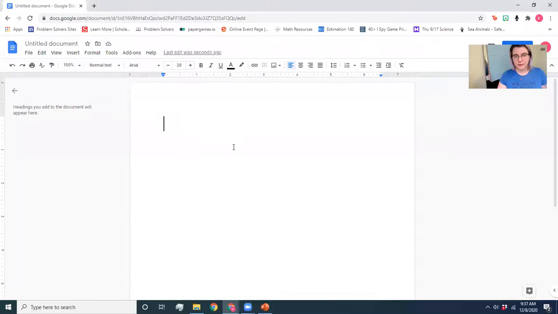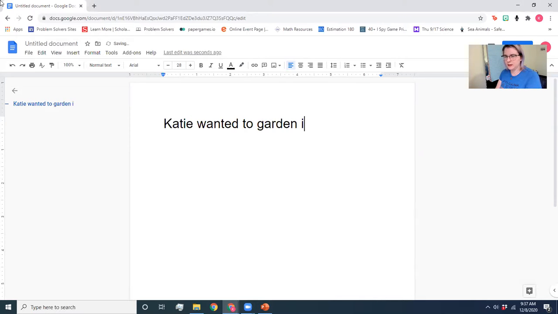Remember, earlier this week, we reviewed adjectives. And adjectives are a describing word. It's a word that describes a noun. Let's look at some examples really quick. If I write the sentence, Katie wanted to garden in her beautiful, oops, that does not need to be capitalized, garden.